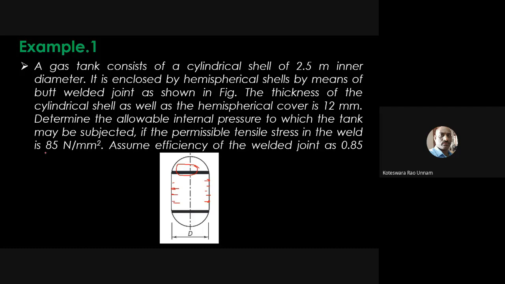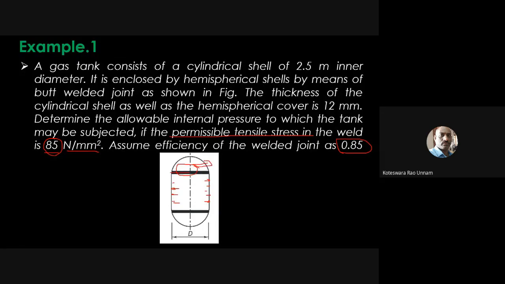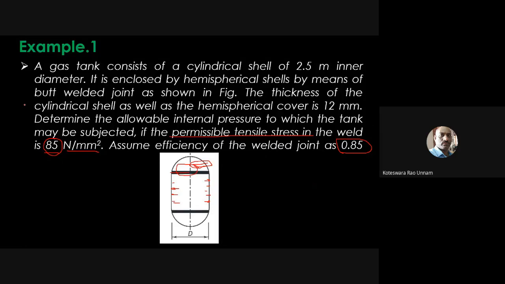He has given the magnitude of the permissible tensile stress in the weld as 85 MPa, or Newton per mm square. Also, he has considered the efficiency of the joint as only 0.85. That means the strength of the weld is not equal to the strength of the parent material, so to accommodate that he has taken the efficiency as 0.85. He also mentioned what type of weld it is: a butt weld.